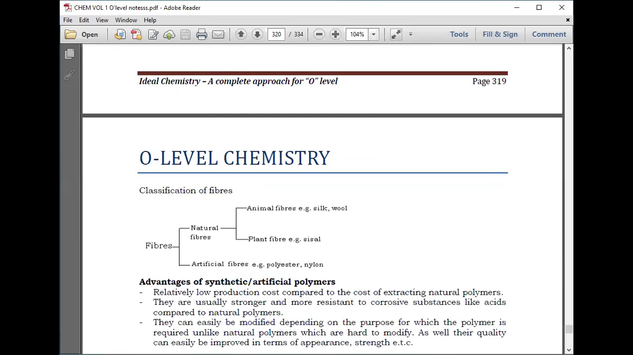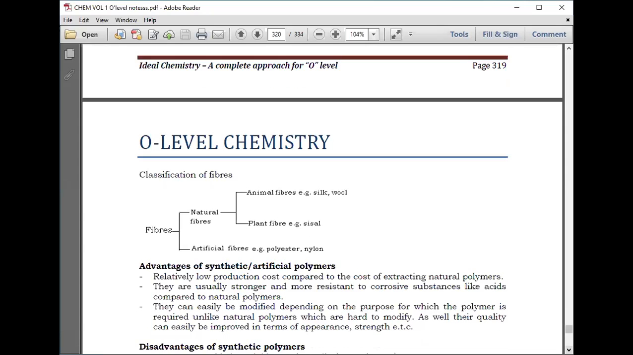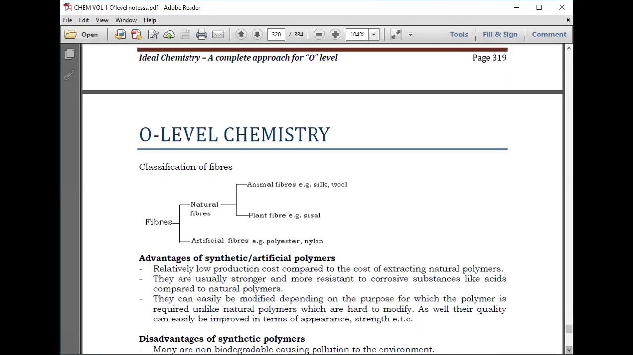Advantages of artificial or synthetic polymers: they are cheap, low production cost, usually stronger and more resistant to corrosive substances like acids, and they can be modified depending on the purpose. So those are advantages. They are resistant to corrosion by acids and other substances, and they are cheap.